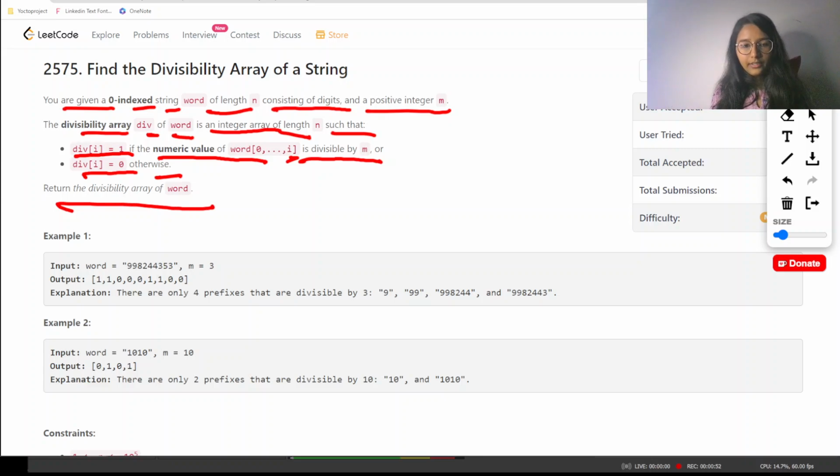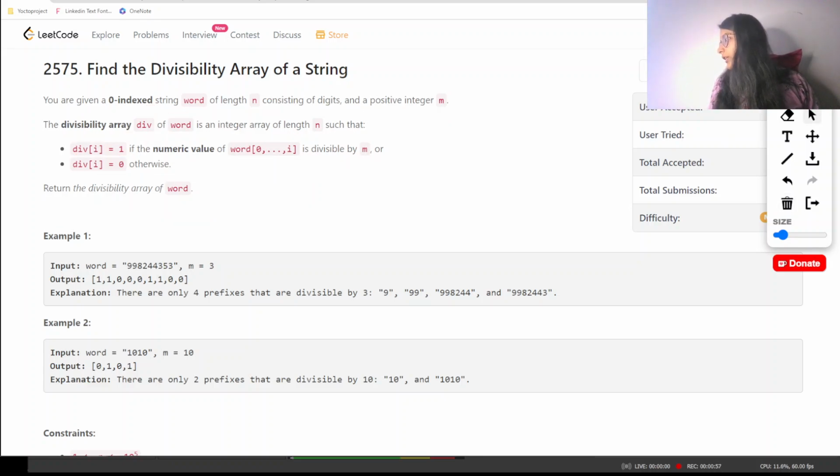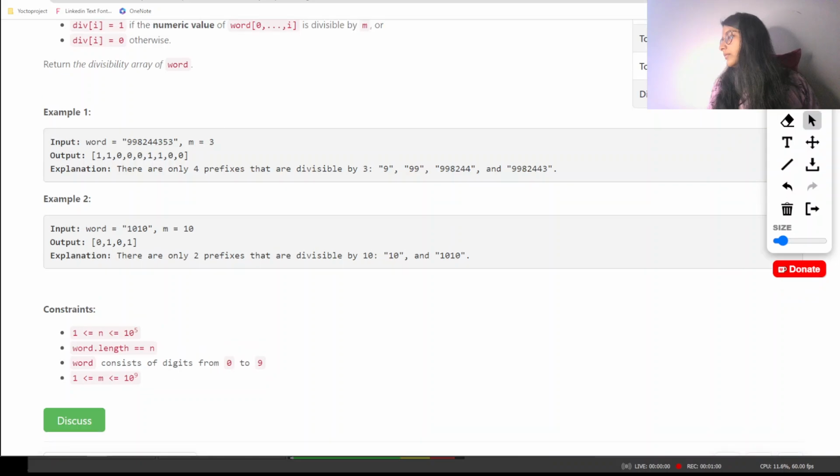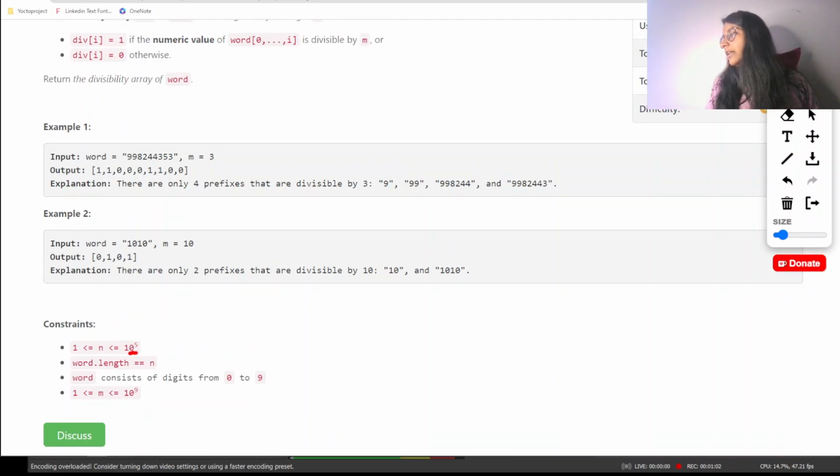So now let us first see the constraints, then we'll discuss the solution. Here you can clearly see that this n will go up to 10 raised to power 5. And what is n? n is basically the length of the word, the input word which is being given to us. Presently it is being stored as a string, right? But when we convert this into an integer, then there comes the problem. It will start giving us TLE.